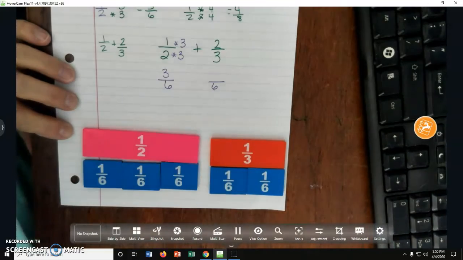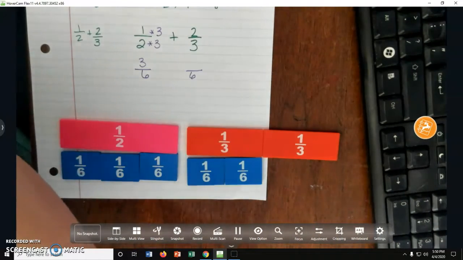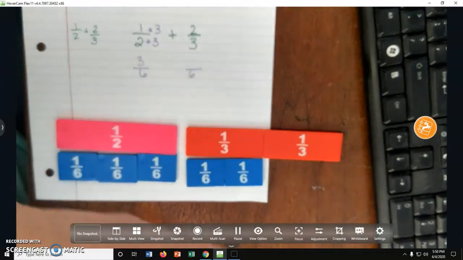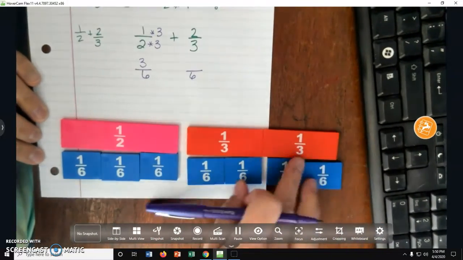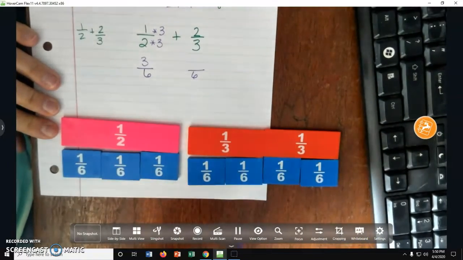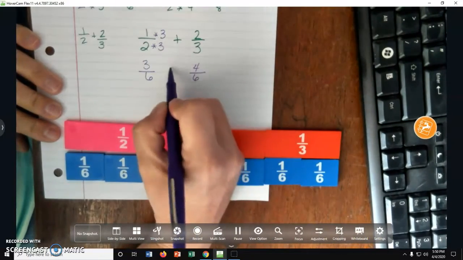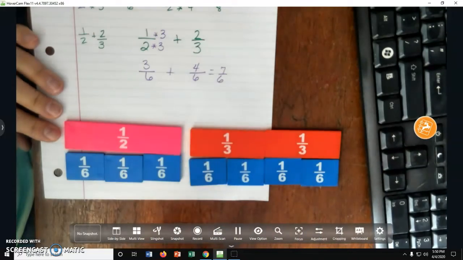We need this to be 2/3 over here. Good thing I grabbed another fraction board. So, there we go. That's what we're really doing. Sorry about that. So those 2/3 are going to be those 4/6. I can add those together to give me a total of 7/6.